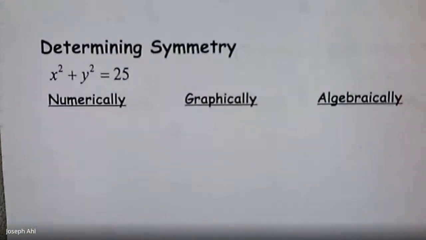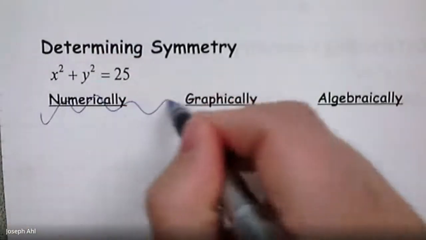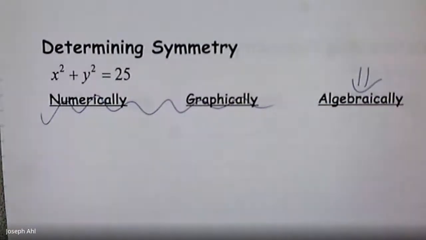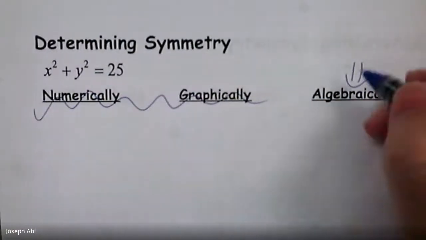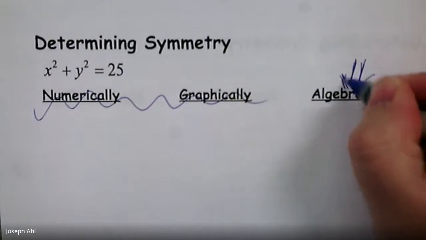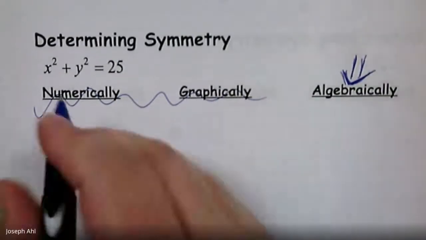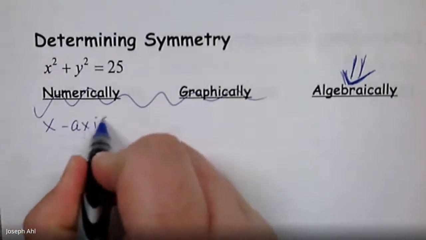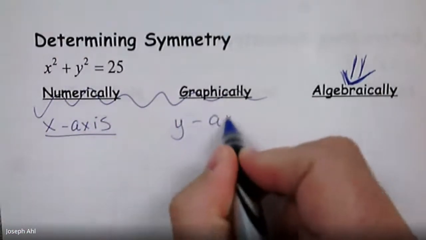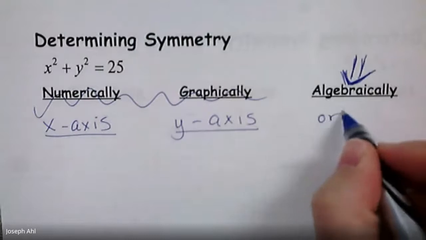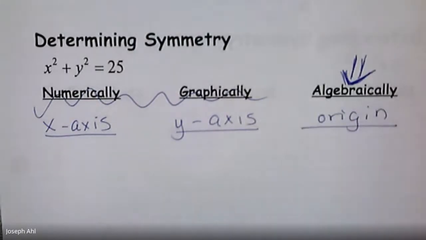Okay, let's take a look at x squared plus y squared equals 25. Here's the deal. I'm all about the algebraic from now on, okay? So I want to make sure we focus on this technique right here. And I'm going to show you the 3 tests that we can do to see if this has x-axis, y-axis, and then origin symmetry.